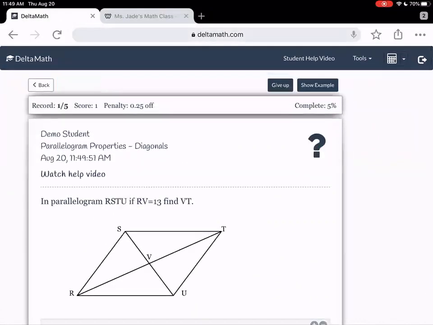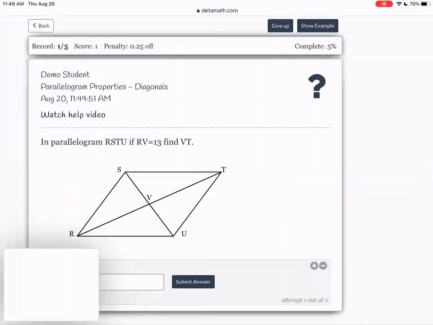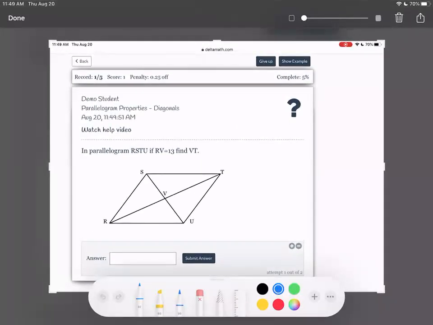Let's do another problem together. I'm going to screenshot this so that I can draw on it. In parallelogram RSTU, if RV is 13, so that's this line. If that's 13, they want us to find VT. So remember, if RV is 1/2 of the bisect, that means RT has to be double that. So you can do 13 multiplied by 2, which is, just shout it out.